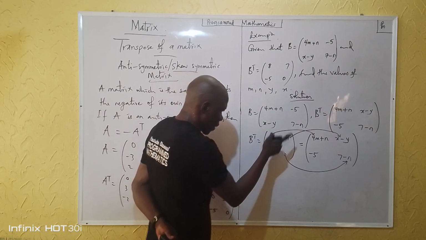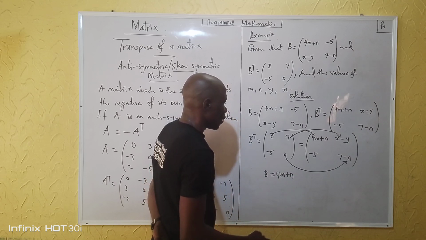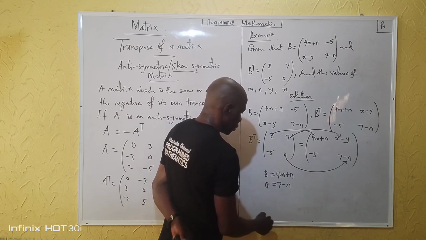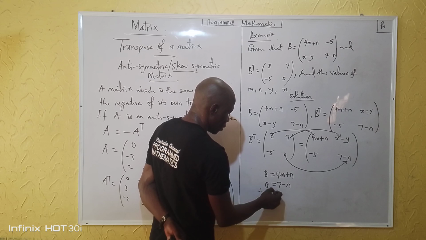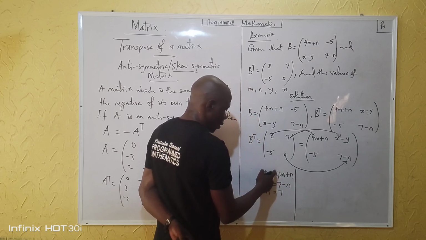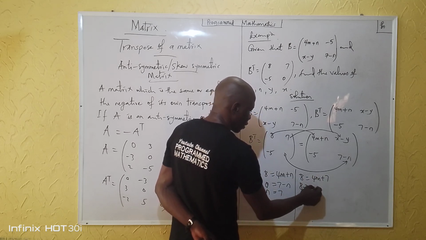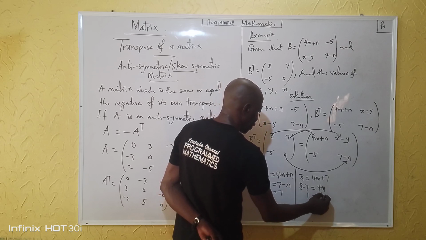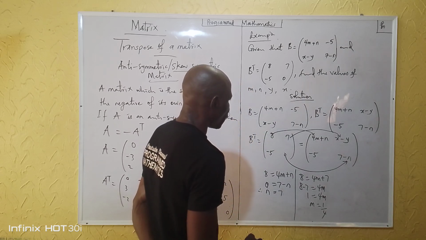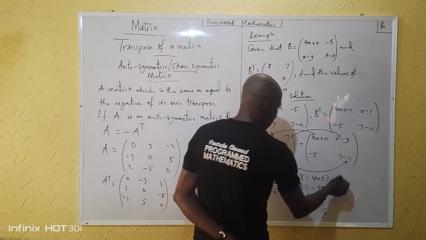If we have to solve this now, we simply have 8 equals 4m plus n, and 0 equals 7 minus n. So from here we can find n. n is 7. If we put 7 for n, 8 will be equal to 4m plus 7. Bring 7 back here, so 8 minus 7 is equal to 4m. This is 1 equals 4m, and so m equals 1 over 4. Then we are to find y. I think the problem is solved now.